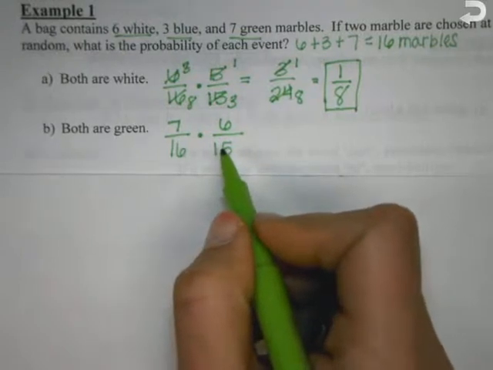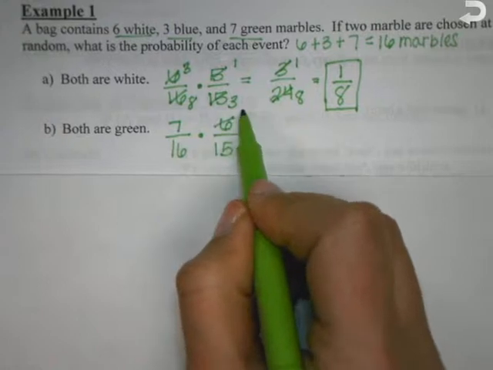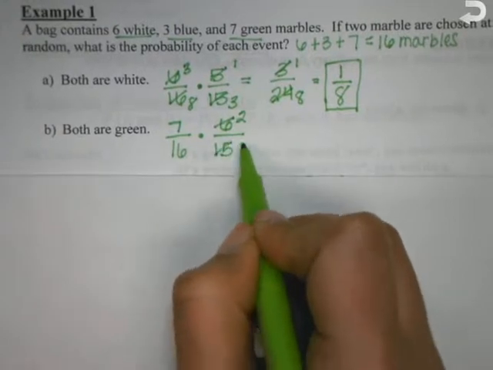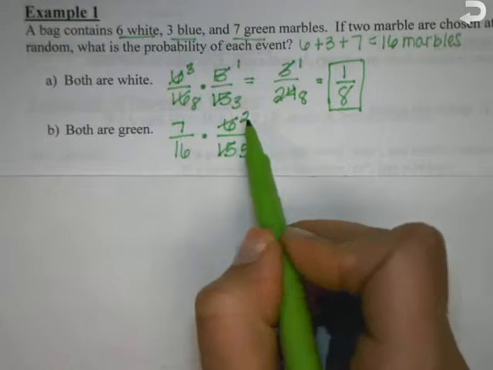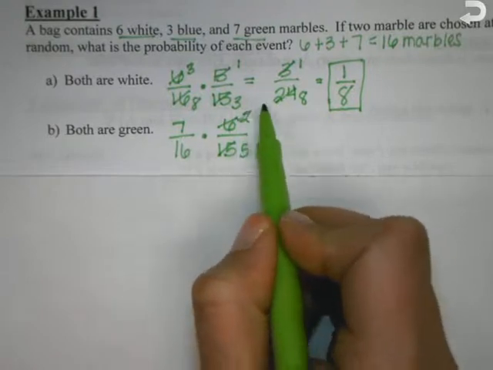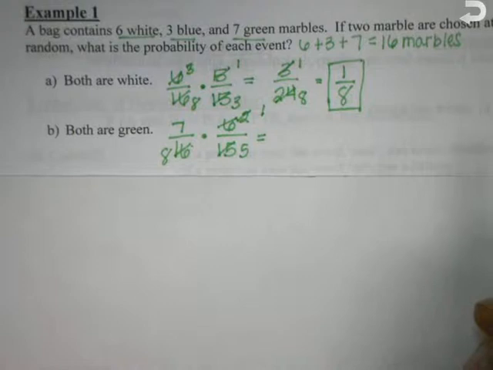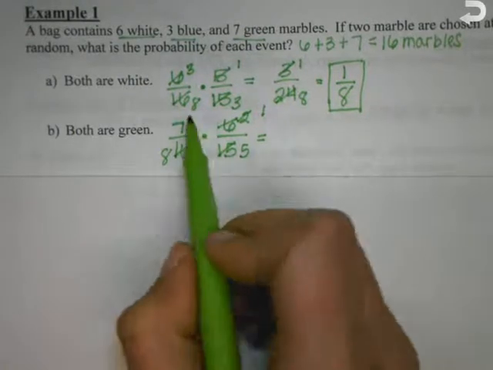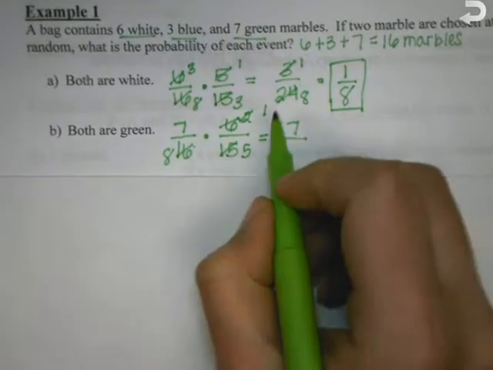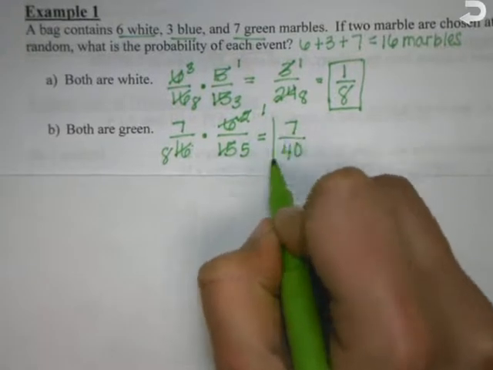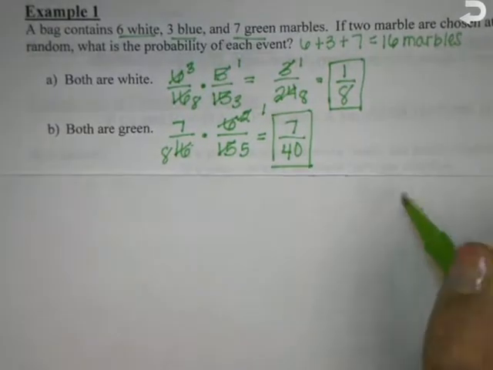We have 3 goes into 6 2 times, and 3 goes into 15 5 times. But then I also notice that I have 2 and 16, which reduce here. 2 goes into 2 once, and 2 goes into 16 8 times. So that's going to make my multiplication a little bit easier. 7 times 1 gives me 7 on top, and 8 times 5, 40 on bottom. So my probability of pulling 2 green marbles is 7 over 40.